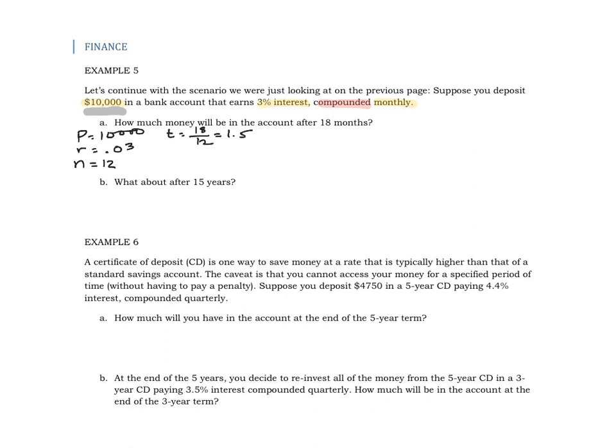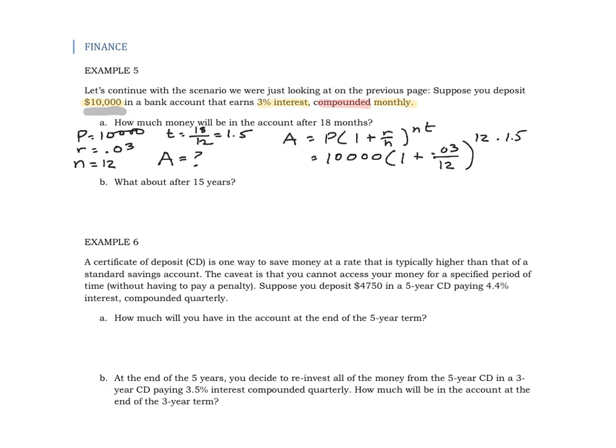So when they're asking us how much money will be in the account after 18 months, they want our total amount, what we will also call the future value. So using the compound interest formula, the principal is 10,000 times 1 plus that 3/100 divided by 12 raised to the 12 times 1.5 power.